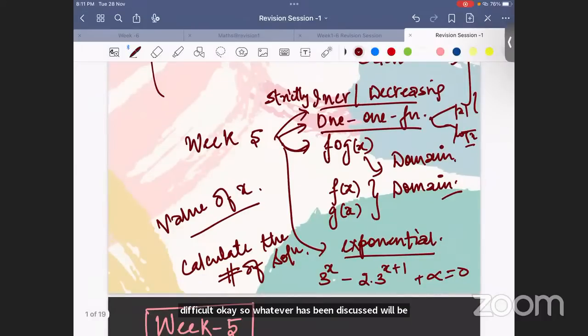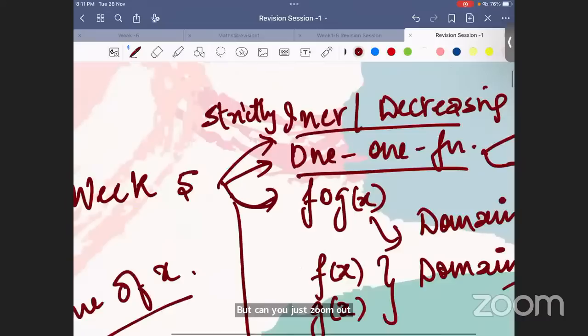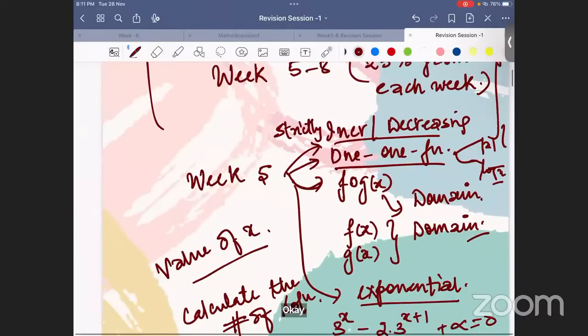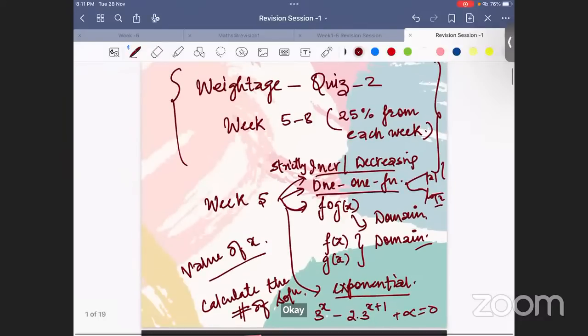Sir, can you just zoom out? Just a little bit of zoom out, not zoom in. Yeah, sir, now it's okay. Okay, so shall we start now?